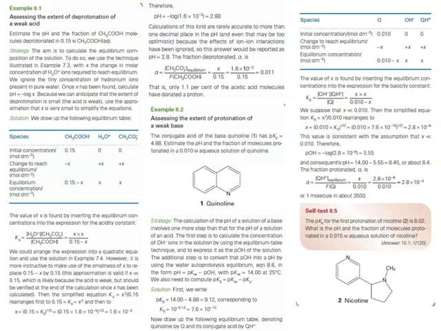The value X is found by simply inserting the equilibrium concentrations into the expression for K sub A. So K sub A equals the concentration of our hydronium times the concentration of acetate over the concentration of acetic acid. Therefore, that will be X squared over 0.15 minus X.